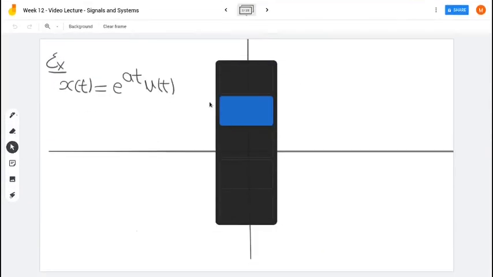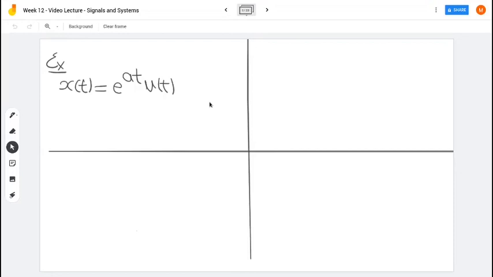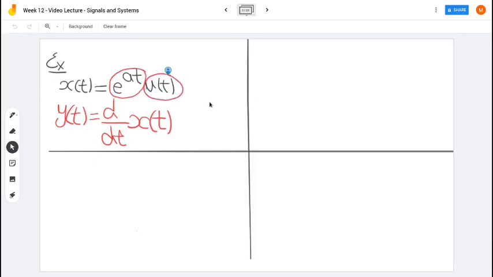So let's move to our whiteboard over here, and here we have a signal x of t, which is e to the power at times u of t. So let's define another signal y of t, and y of t will be the derivative d by dt of the signal x of t. And as you can see over here, the signal x of t is defined as the multiplication of two signals, e to the power at times u of t. So in this case, in order to do the differentiation, we will need to use the chain rule.